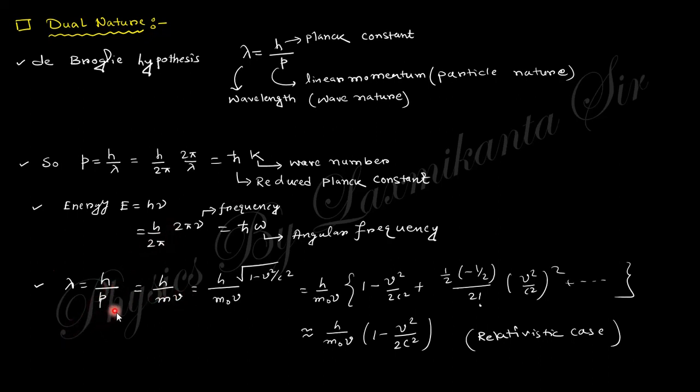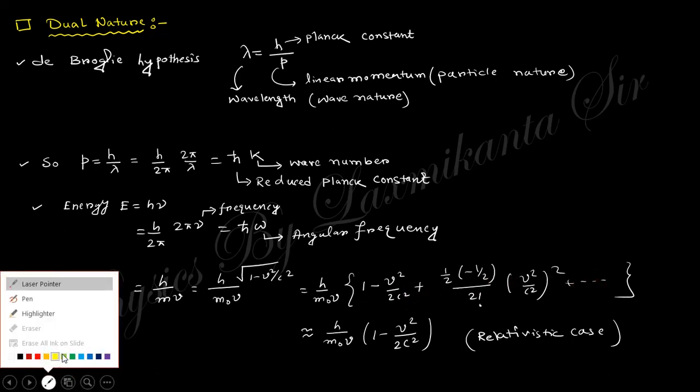So in the relativistic case, you can see that lambda equals h by p, where p equals mv, and we put in the value m equals m naught by root under 1 minus v square by c square. So if you expand it in the binomial expansion, that is 1 minus x whole to the power half, this will be the binomial expansion.